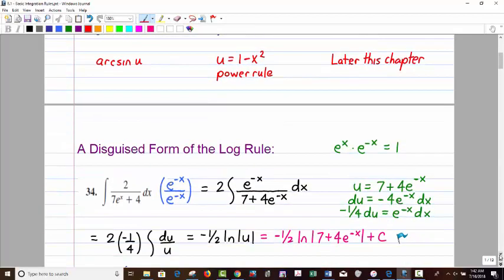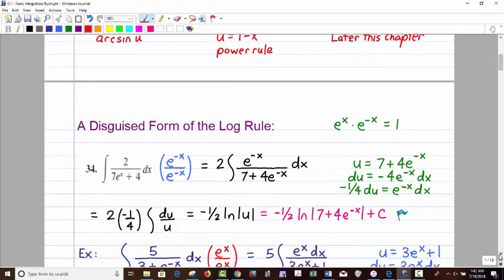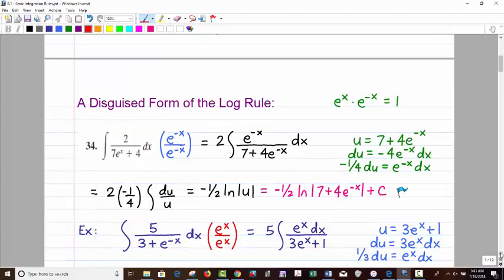Now this is one of the two new things we're going to see in this particular section. And then I have some problems selected in here that were from kind of review problems. We'll take a look at those too. But this one, it's called a disguised form of the log rule. Meaning that, so let's take a look at this integral.